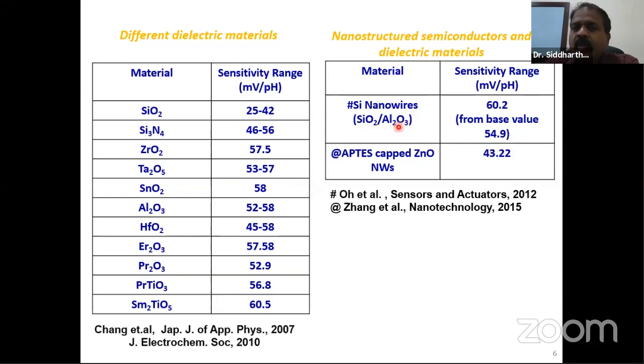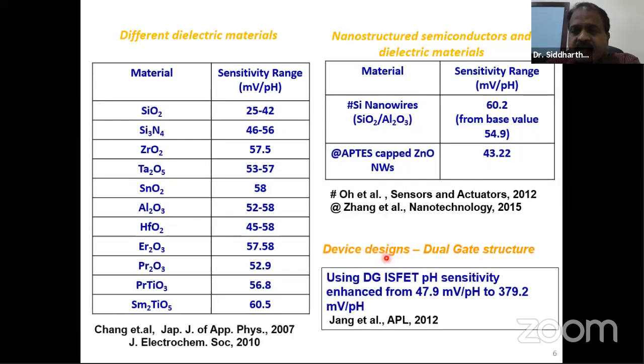For example, in one particular case, silicon nanowires were used, and they were coated with these dielectrics. And what was found is that because of the utilization of the nanowires, the sensitivity increased from about 55 to about 60 millivolt per pH. In another work, again by coating aminosilanes along with zinc oxide nanowires, again the sensitivity was enhanced.